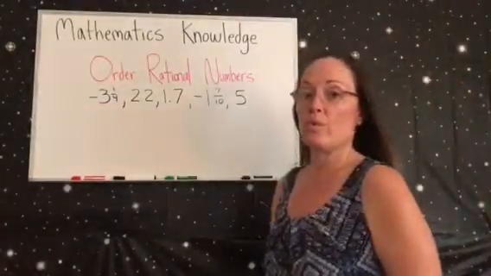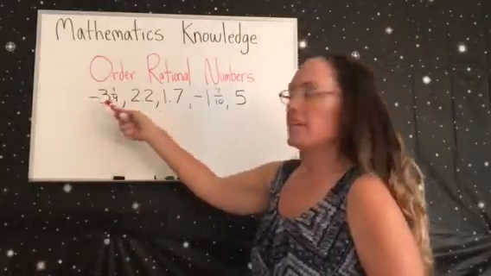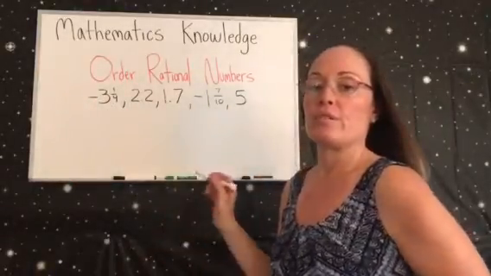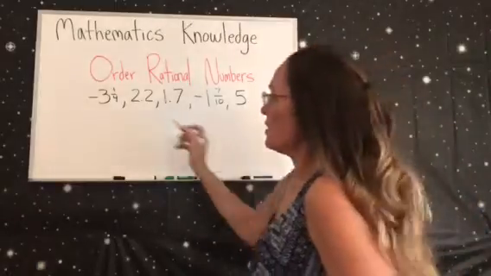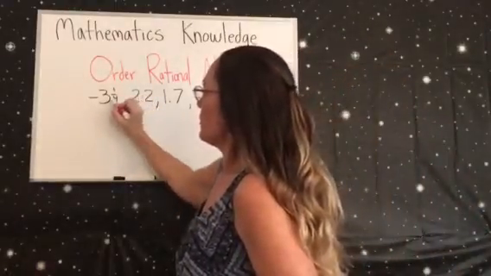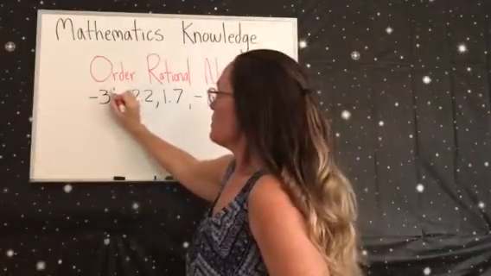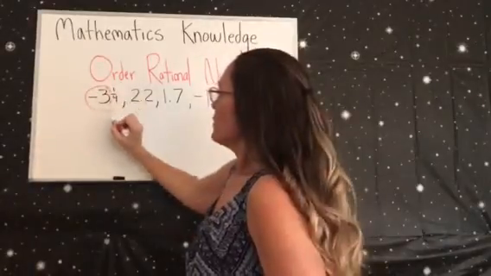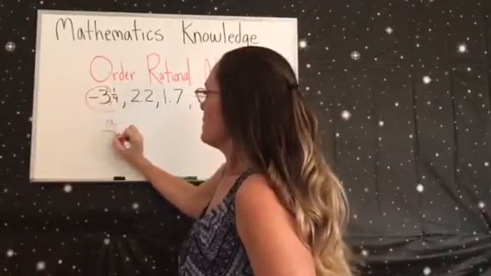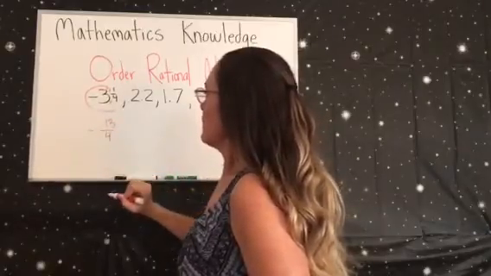Now we're going to order rational numbers. So we start with a -3 1/4. We want to make that an improper fraction and then solve that to find out what that number is. So we have 3 times 4 is 12 plus 1. I always think of it like a backwards clock. So we have -13 over 4, and that's a negative.